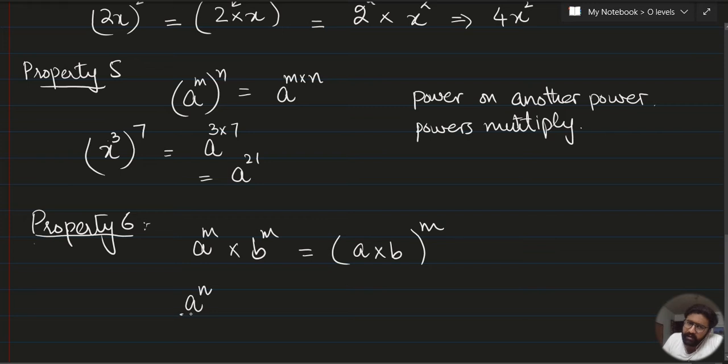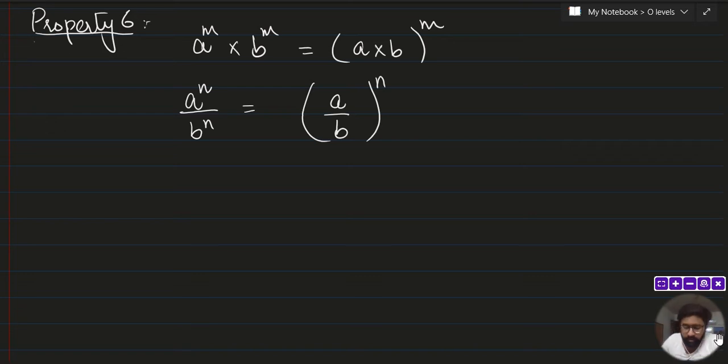If it's a power n divided by b power n, you can see that the powers are same, so you are going to write the power on top of the whole of it. It's actually the reverse process of the property that we just did above. So this will become (a/b) power n. It's actually the reverse property of the property that we just did above.